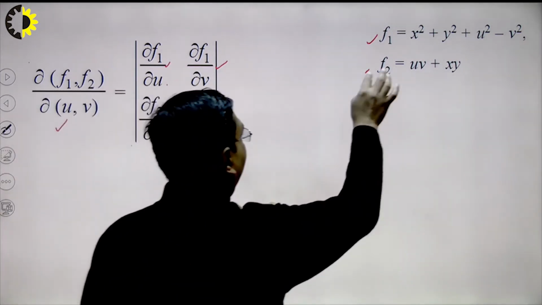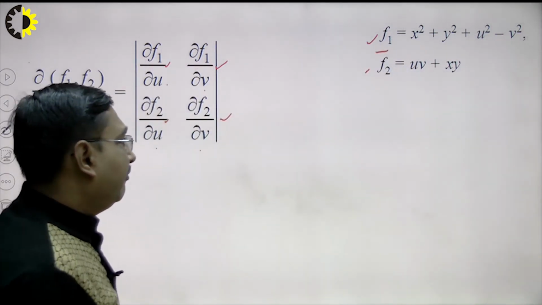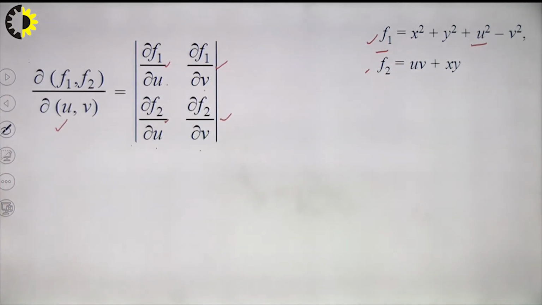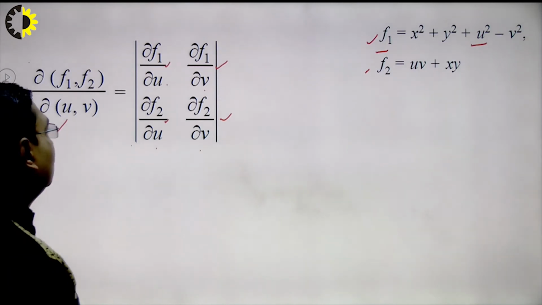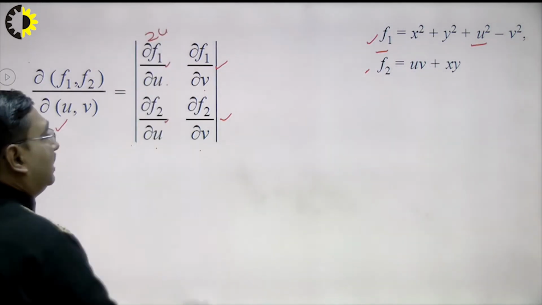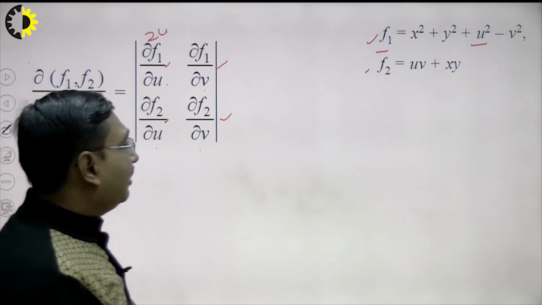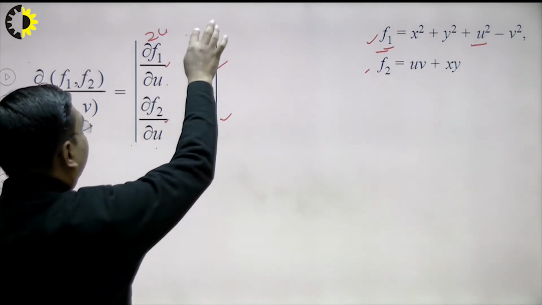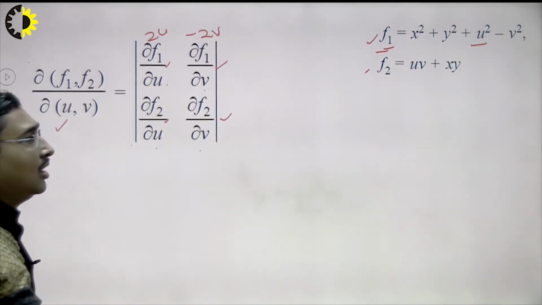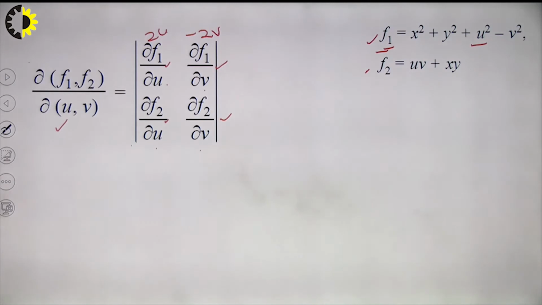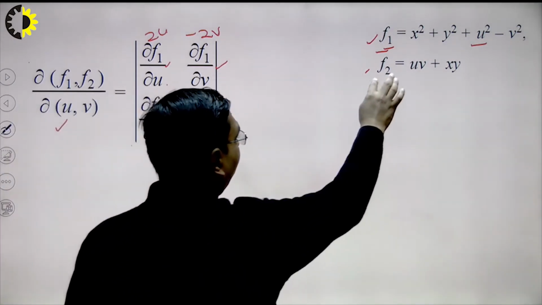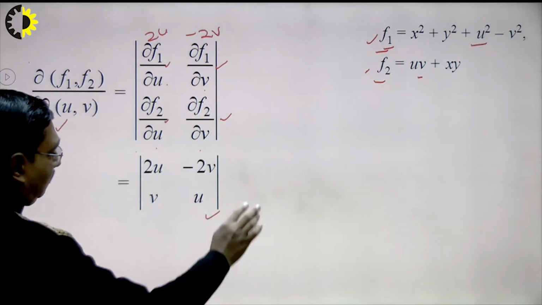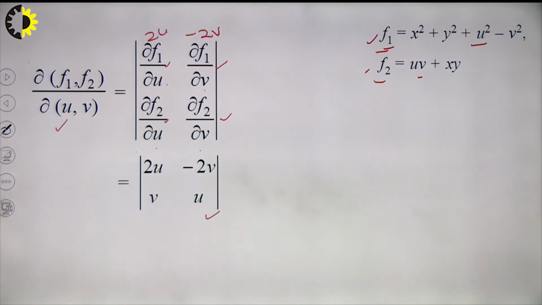∂f1/∂u when calculated will give 2u, because all terms except the terms of u will remain constant. So this term will be 2u. ∂f1/∂v calculated from here will be −2v, because the remaining terms will be 0. Similarly, ∂f2/∂u will be v, and ∂f2/∂v will be u. These are the values calculated by us.